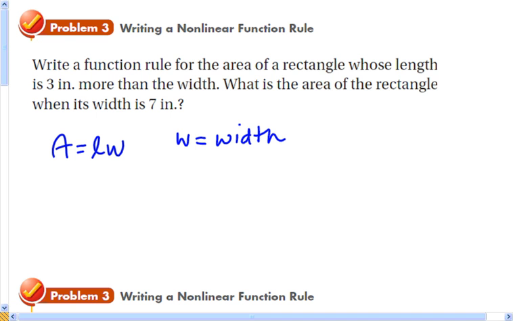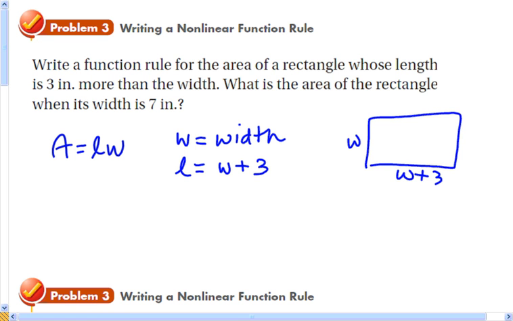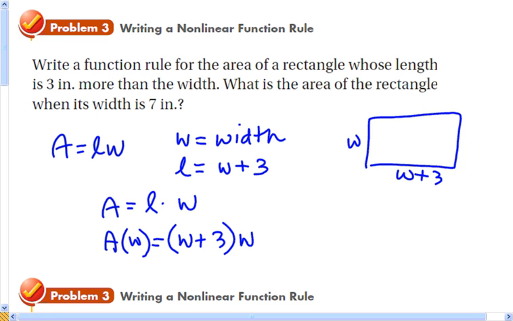And we're going to write the length using the width. And since the length is 3 more than the width, we can just write W plus 3. We're going to draw a picture that would look like this. And then the area is equal to the length times the width. So our area as a function of the width is equal to W plus 3 times W.